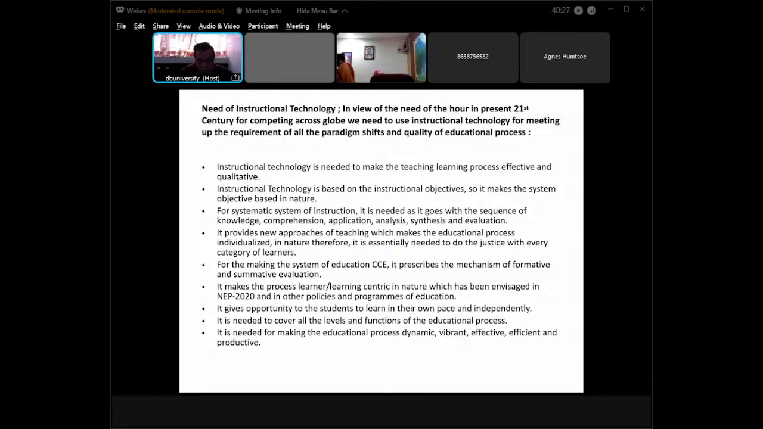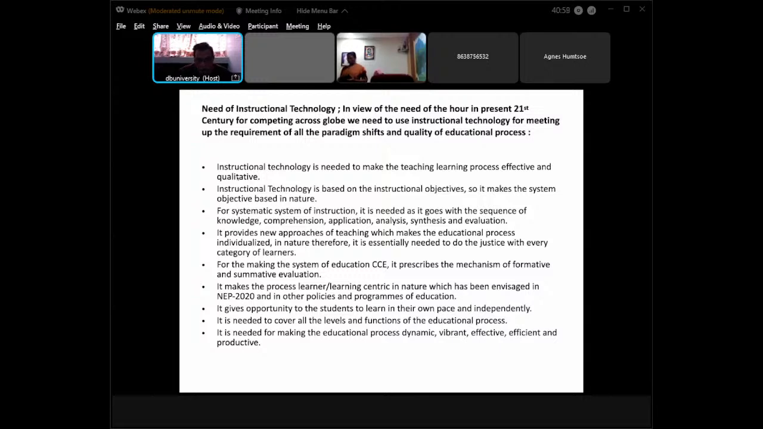Maybe a lecture method we are using, maybe some demonstration method, maybe some other kind of method, techniques, discussion method. But these are the old methods. To make the system individualized in nature, we are to go with the approaches. And approach of teaching, instructional strategy, is different than that of a method of teaching.